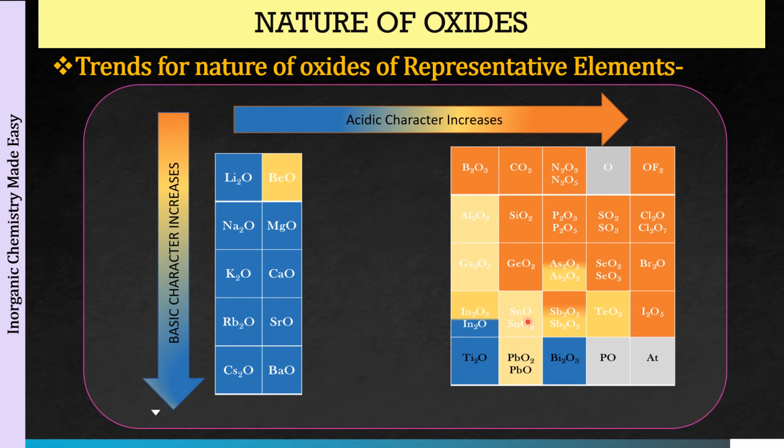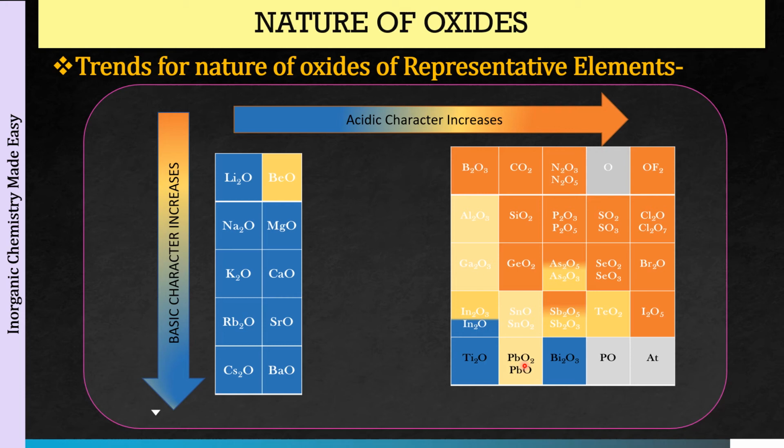So again we have SnO and PbO, both of them amphoteric, and along with that you've also learned that all the metals in the +4 oxidation state are going to be amphoteric. So you can see SnO2, PbO2, all of them are amphoteric compounds. This is how you are going to apply this trick.